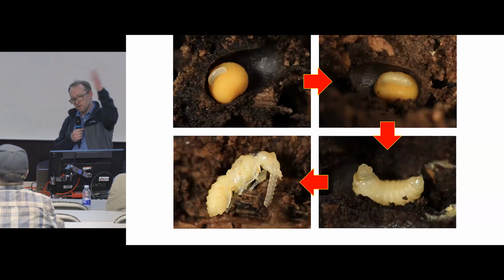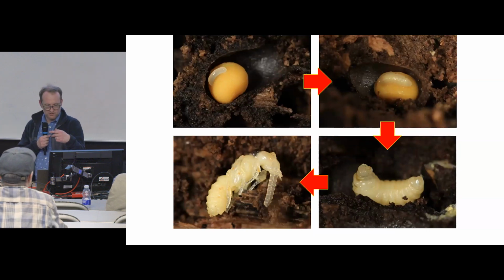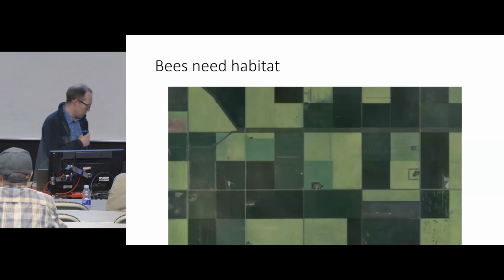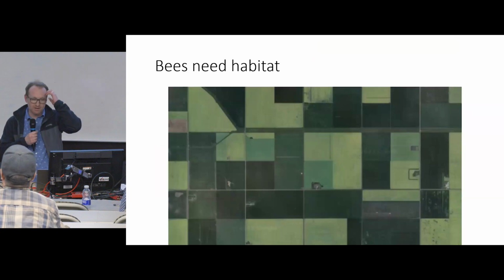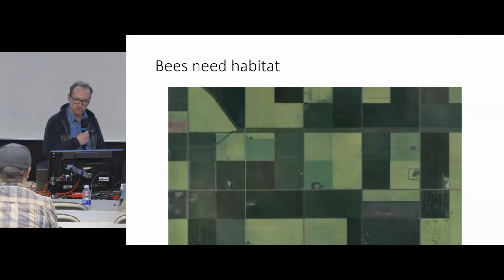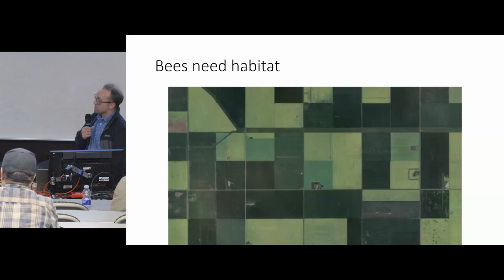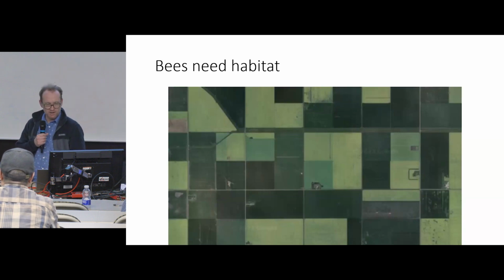So you get an egg, an early instar, a fully developed larva, and then that's a bee pupa. So bees need habitat, and unfortunately, sometimes that's not very readily available in some of the agricultural areas in Manitoba. This is just a Google Earth image in the Red River Valley. So there's not a lot of extra resources for bees to use.